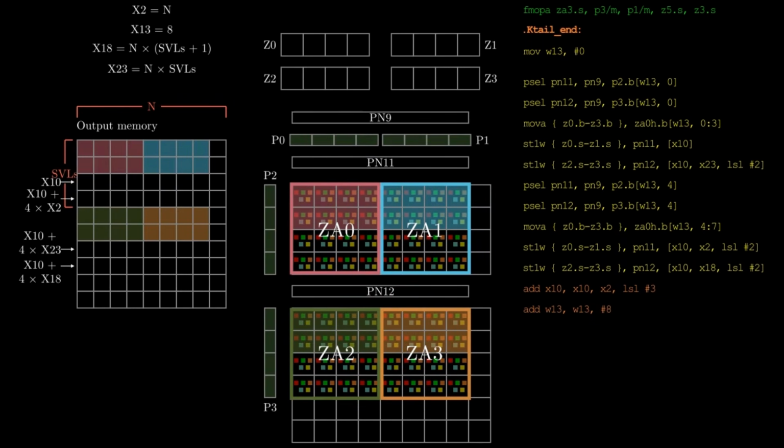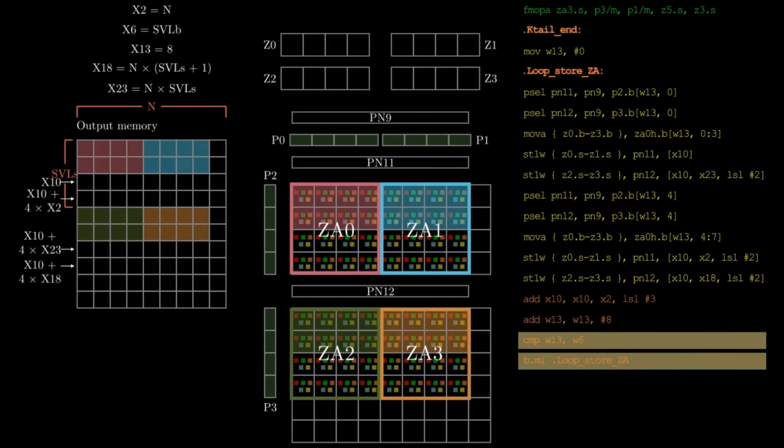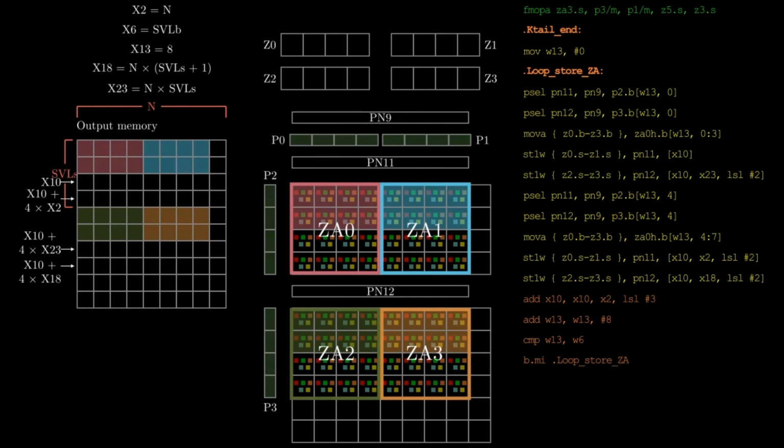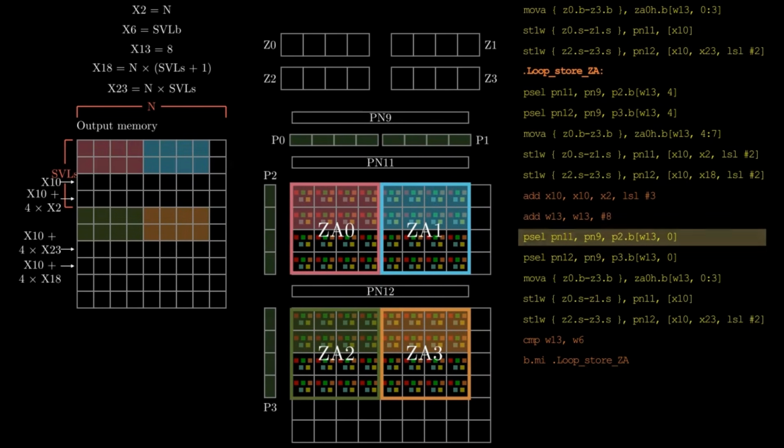We could at this point test W13 to see whether we have finished writing all the rows, and if not, branch back to continue storing rows to memory. But this approach means that in the final loop, we increment X10 and W13 unnecessarily. We can do better than this. Let's move the loop label to the point after we process the first row, and insert new code to process the 3rd row of each tile.